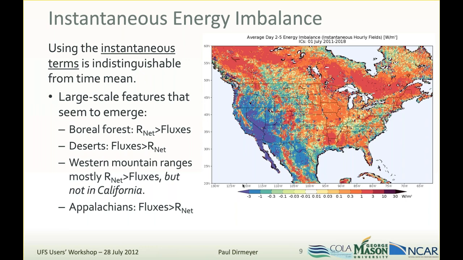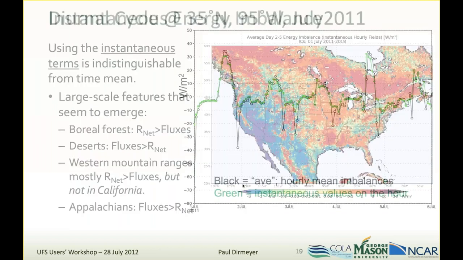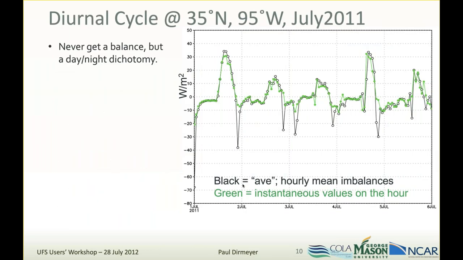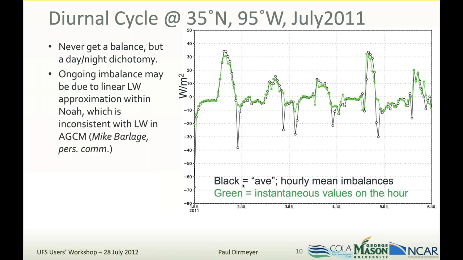So there's a lot of stuff going on there. If we zoom in on a single point and look at a time series now, we begin to get a handle on what's happening. We never get a balance, not on any of these hours. There's a clear day-night dichotomy going on, though. We can see it's basically positive imbalances during the daytime, negative at night.